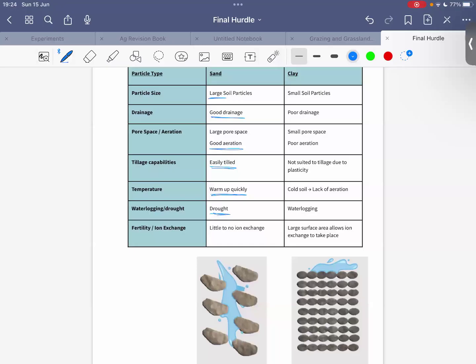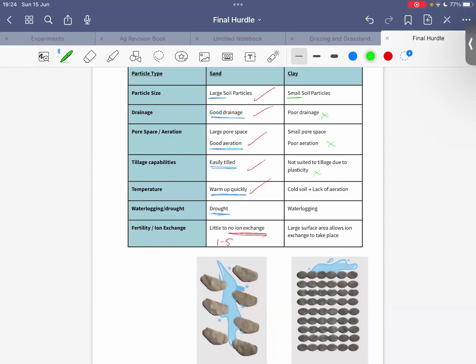Okay, fertility, little to no ion exchange. So basically the sand is all good. Well, I'll take that back about the drought. But all good things about sand, but little to no ion exchange. Remember, it's 1 to 5 in the cation exchange capacity. And then our clay is going to be small soil particles, poor drainage, poor aeration.